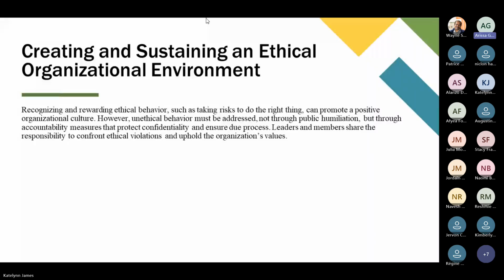Recognizing and rewarding ethical behavior, such as taking risks to do the right thing, can promote a positive organizational culture. However, unethical behavior must be addressed, not through public humiliation, but through accountability measures that protect confidentiality and ensure due process. Leaders and members share the responsibility to confront ethical violations and uphold the organization's values.